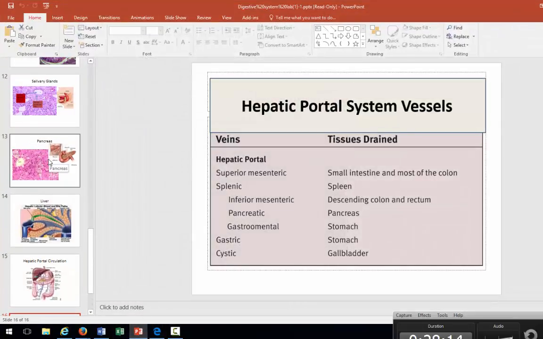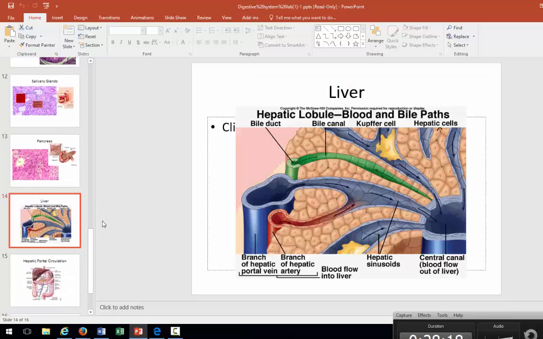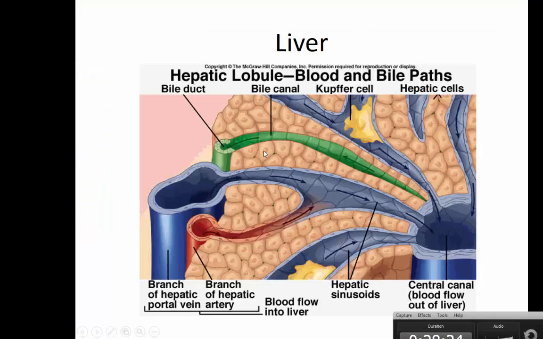So going back to PowerPoint here. Each of these hexagonal units here is a lobule. So you can see this is a hepatocyte, not a lobule. Each individual cell is a hepatocyte. Hepato means liver, cyte means cell. So these are all liver cells, again arranged in these little structural hexagonal units called lobules.